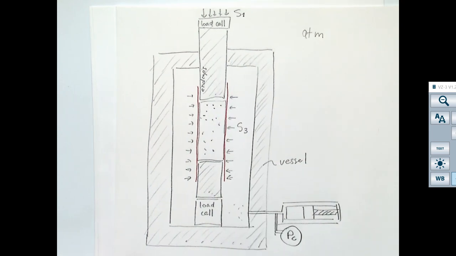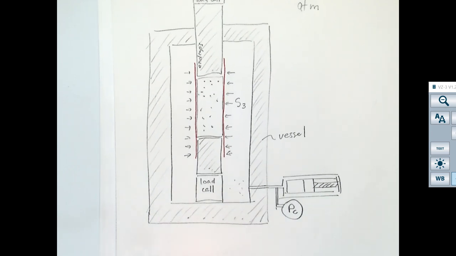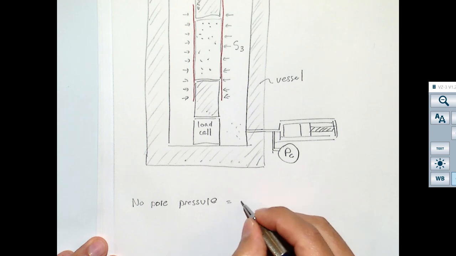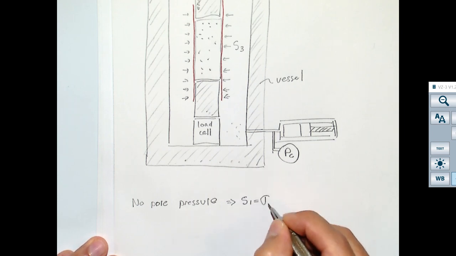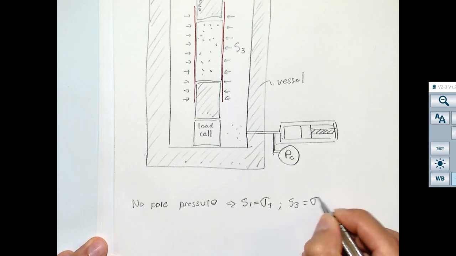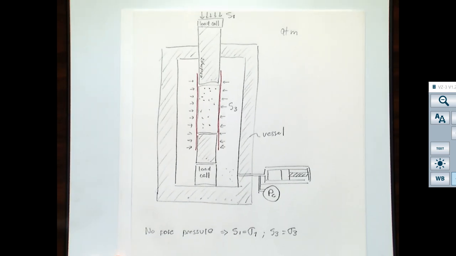This is exactly what you're going to do in the laboratory, and when there is no pore pressure, S1 is going to be equal to sigma 1, and S3 is going to be equal to sigma 3, and this is what we have right now. And usually you do this with dry rocks, and this is the same what you're going to do in the lab.